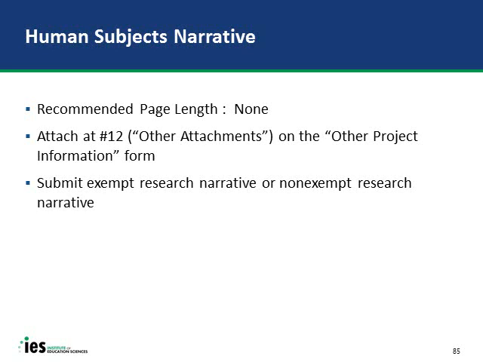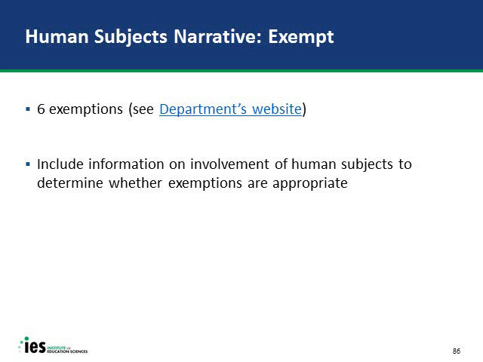The human subjects narrative has no page limit, and again, it should be added as an attachment, a PDF file, on number 12 of the other project information form. Note that item 12 on that form says other attachments. It does not say specifically human subjects narrative, but that is where you want to upload your file. So you either need to submit an exempt human subjects narrative or a non-exempt human subjects narrative. You can learn more about exemptions on the department's website. Provide enough detail in your human subjects narrative to determine whether the exemption is appropriate or not.